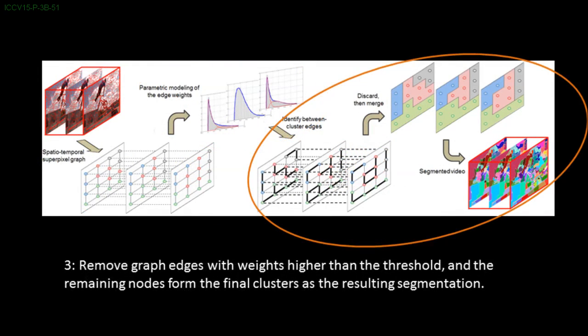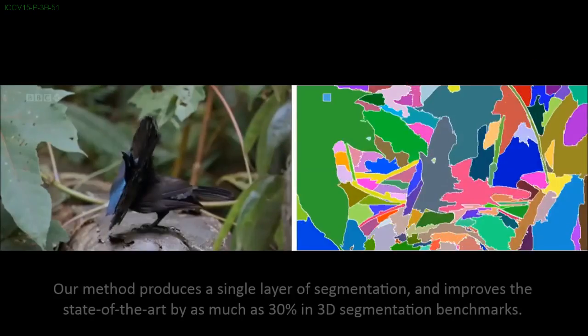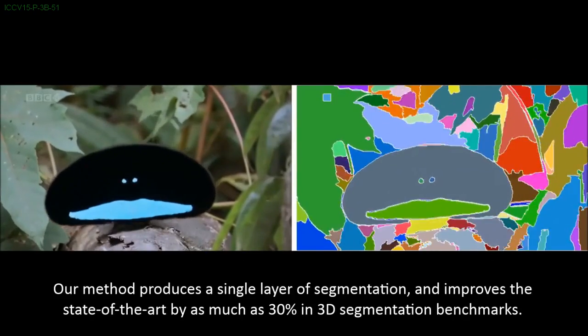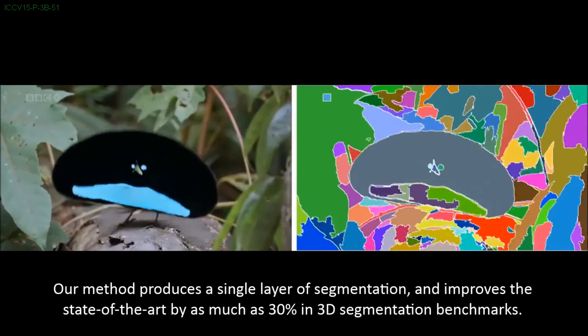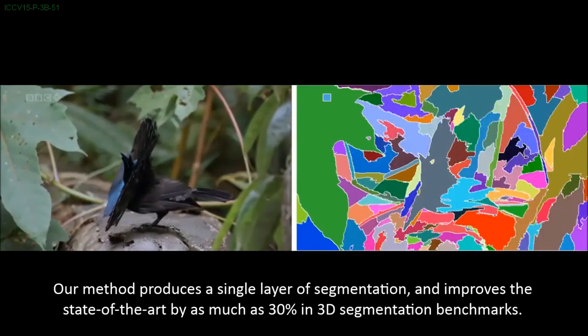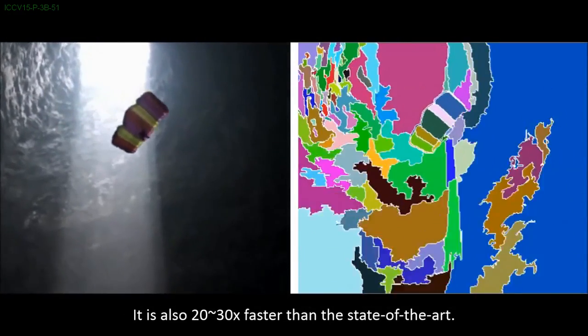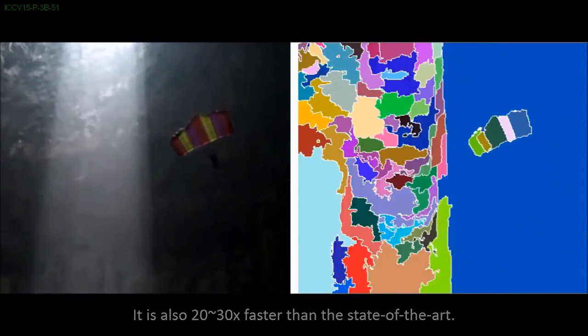Remove graph edges with weights higher than the threshold, and the remaining nodes form the final clusters as a resulting segmentation. Our method produces a single layer of segmentation and improves the state of the art by as much as 30% in 3D segmentation benchmarks. It is also 20 to 30 times faster than the state of the art.